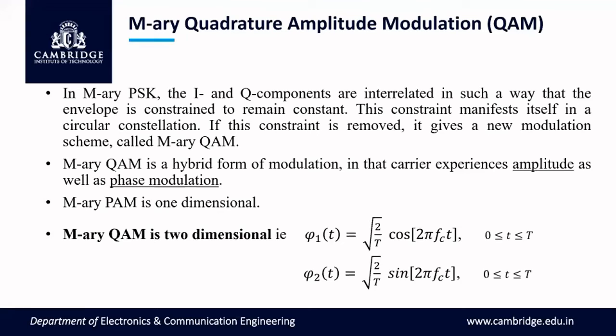In MRA QAM, we find two types of modulation. One is amplitude modulation, another one is phase modulation. You may ask how suddenly phase modulation comes into the picture. As we are using two basis functions, one is cos theta, another sin theta, the phase difference between them is 90 degrees. So from this point of view, this also has phase modulation, right? So we have both amplitude and phase varying together. That's why it's called a hybrid form of modulation.